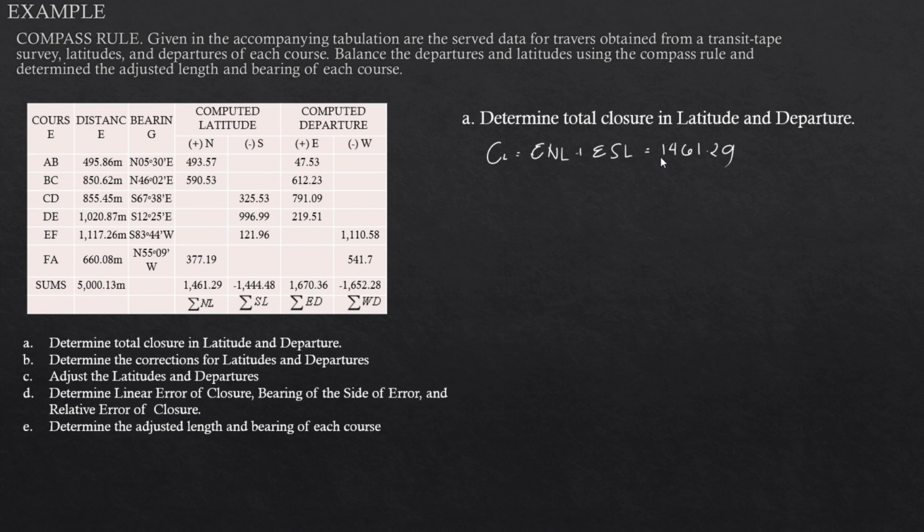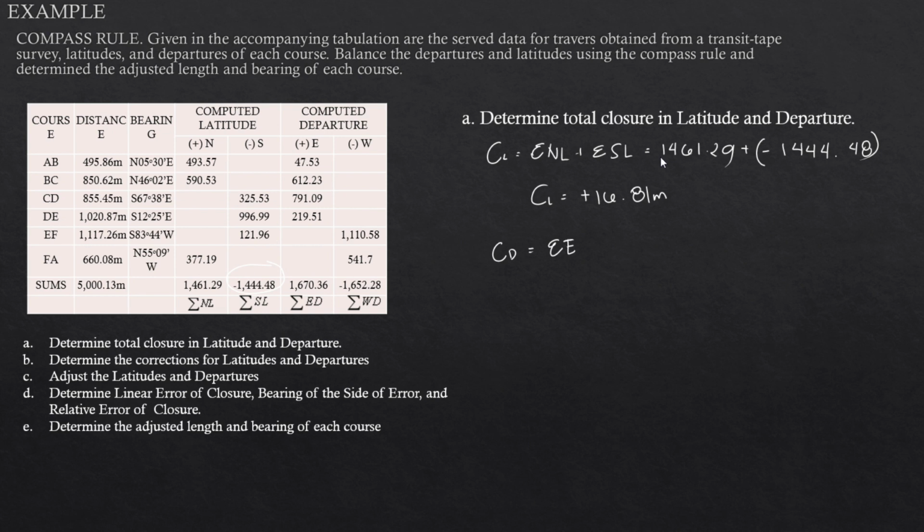Okay, so, plus, SL natin is ito, negative. So, negative 1,444.48. Okay, so CL natin ngayon is equal to, paki-compute, positive 16.81 meters. Then CD natin, yung total closure in departure is equal to summation ng east and west departure natin.